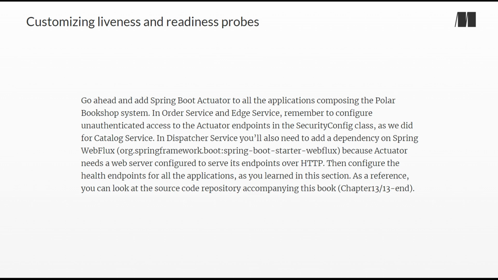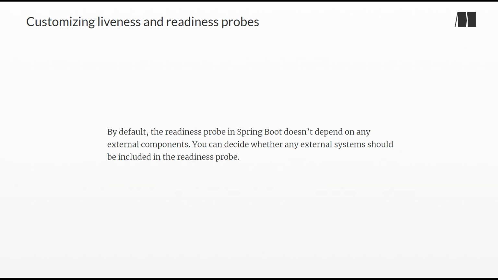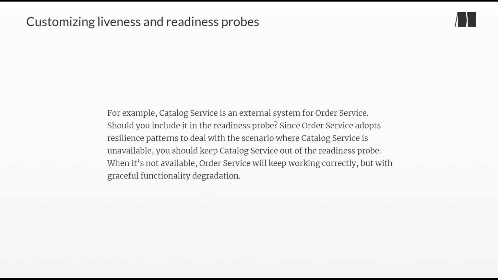As a reference, you can look at the source code repository accompanying this book, Chapter 13/13end. By default, the readiness probe in Spring Boot doesn't depend on any external components. You can decide whether any external systems should be included in the readiness probe. For example, catalog service is an external system for order service. Should you include it in the readiness probe?